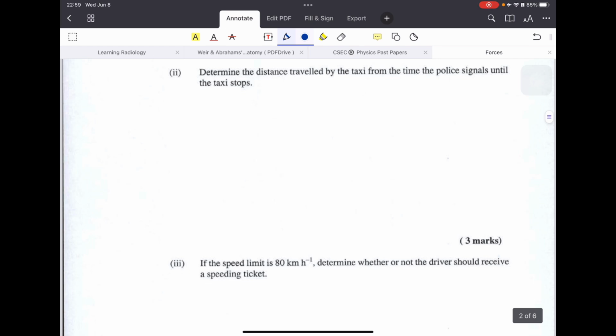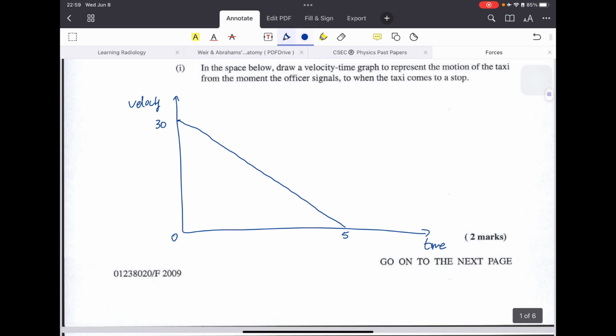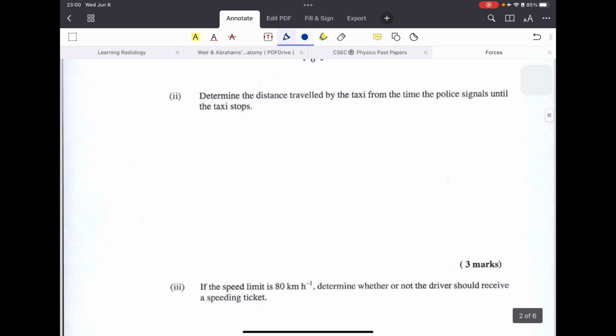Determine the distance traveled by the taxi from the time the police signals until the taxi stops. To calculate the distance, you need to find the area under the graph. And it so happens that this area is a triangle. So the area will be base by height over 2. My base is 5, my height is 30, and over 2. The 2 could cancel into the 30, you get 15, and 15 by 5 is 75. So 75 meters will be my answer here.